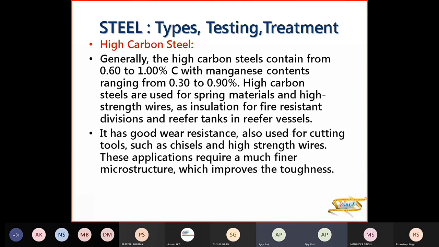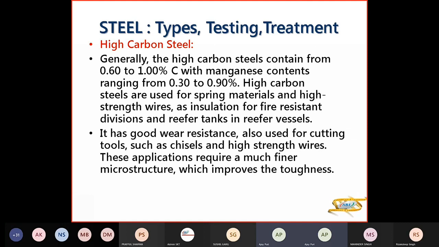So high carbon steel will contain carbon content higher than your medium carbon steel, which is 0.3 to 0.6. Low carbon steel or mild steel will be less than 0.3. High carbon steel will be 0.6 to 1%. The manganese content will be 0.3 to 0.9. So this you use for springs, for insulation, for fire bulkheads, in reefer tanks. There you use this high carbon steel.